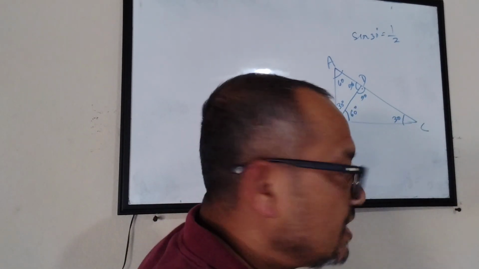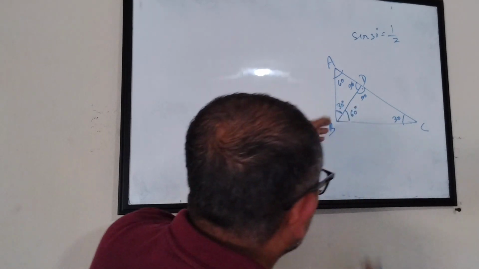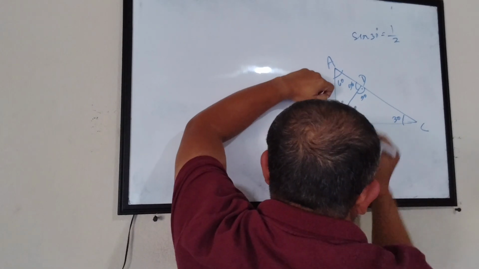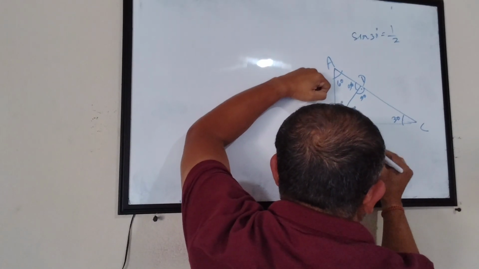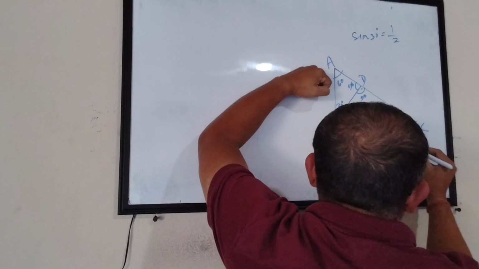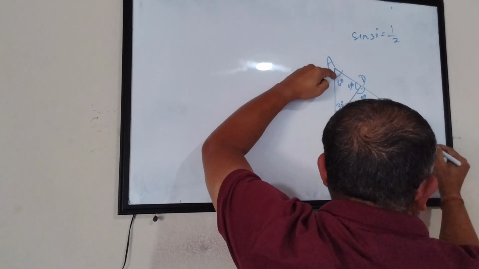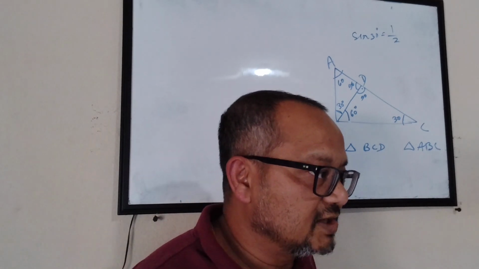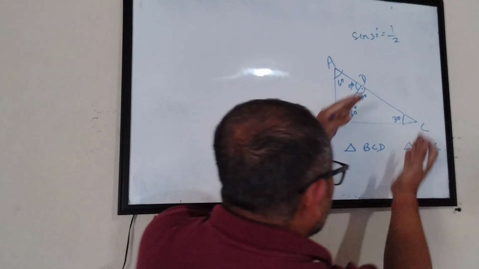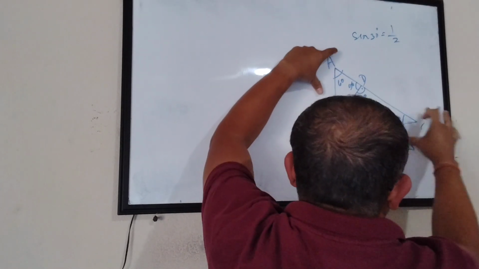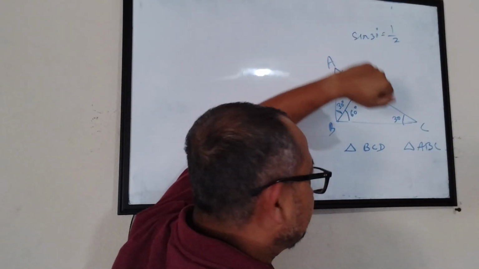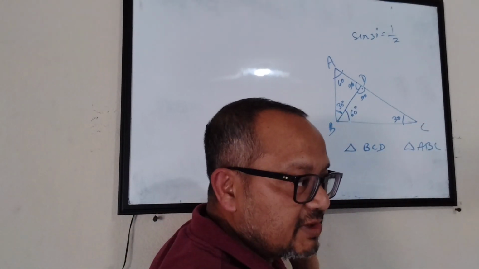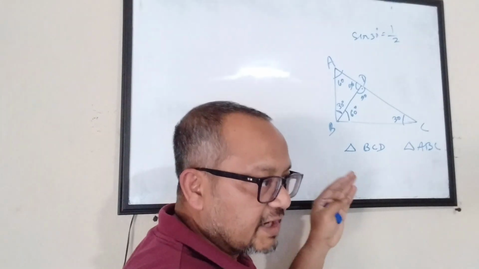So here, if I look at this triangle, let's say triangle BCD and triangle ABC, the bigger triangle, what do you see? They are similar triangles because this has 30, 60, 90. This larger triangle also has 30, 60, 90. They are similar, meaning the sides will be the same ratio. When you have two triangles similar, their sides will be the same ratio.